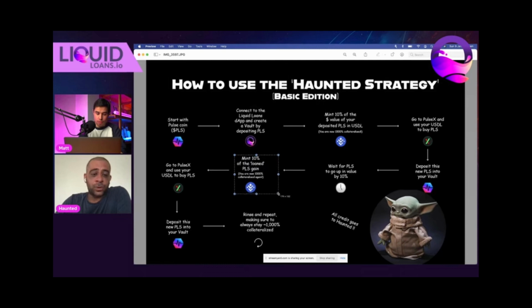10% of your loan gains. So not another 10% loan. What you're doing is just bringing your collateral back down to 1,000%. And do the whole process again. So go back to PulseX, buy some Pulse, deposit that Pulse into your vault, and then simply rinse and repeat.